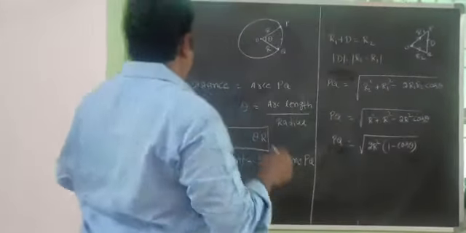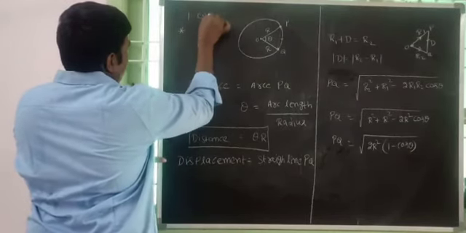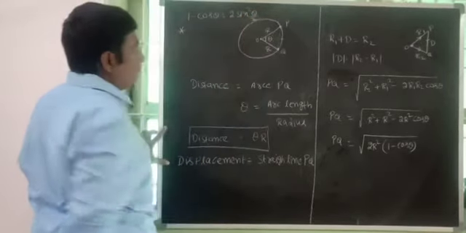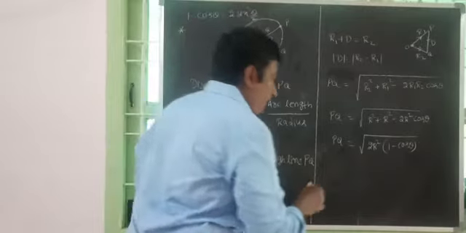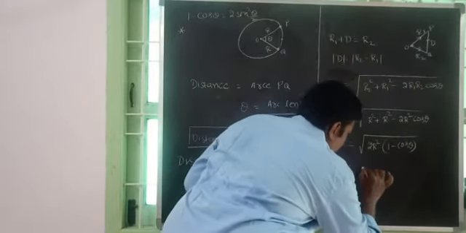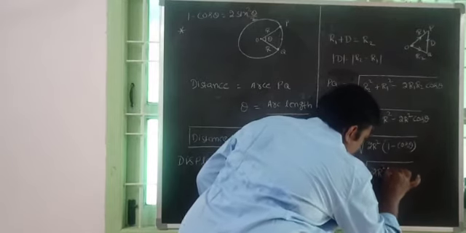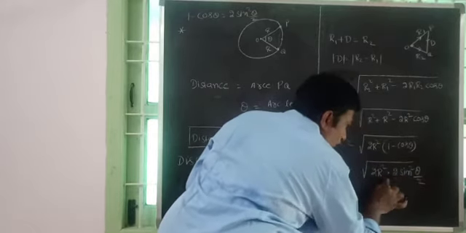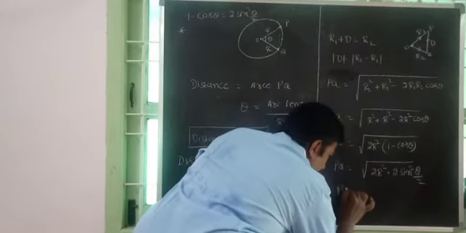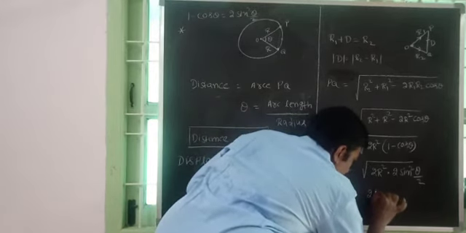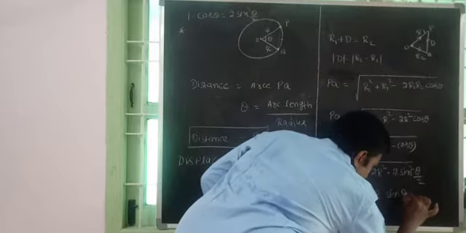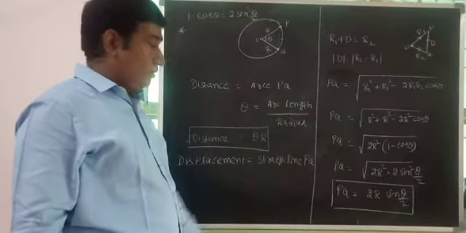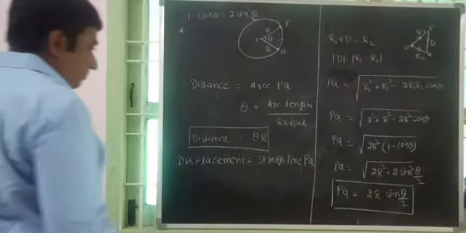In mathematics we have studied that 1 minus cos theta is equal to 2 sin square theta by 2. With the help of this, PQ is equal to the root of 2R square into 2 sin square theta by 2. The 2s and 2s cancel, R square and sin square cancel. So PQ is nothing but 2 R sin theta by 2, where theta is the angle made by this.